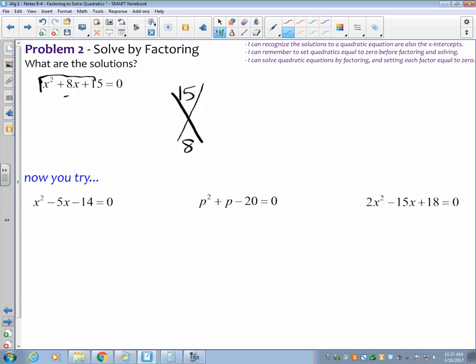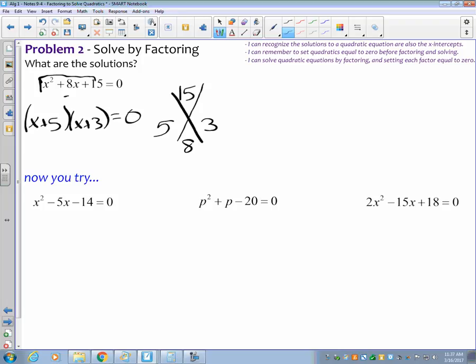Layla's a boss at this. So what 2 numbers multiply to give you 15 and add to give you 8? Positive 5 and positive 3. So we write that as x plus 5 and x plus 3.